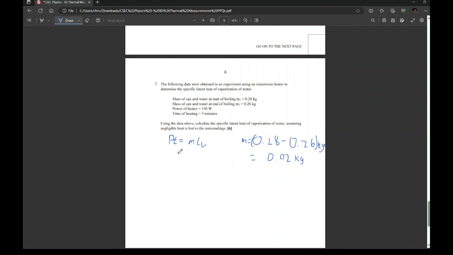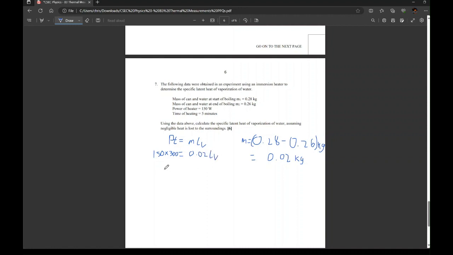Right? And then we can go ahead and fill in some values. Oh, actually, before we do that, let's convert this time to seconds. So 5 minutes is going to be 5 times 60 seconds, because 1 minute is 60 seconds. So that's just 300 seconds, right? So you can go ahead and fill in the values now. That's our power times our time, 150 times 300, and that's equal to 0.02 times L_V.